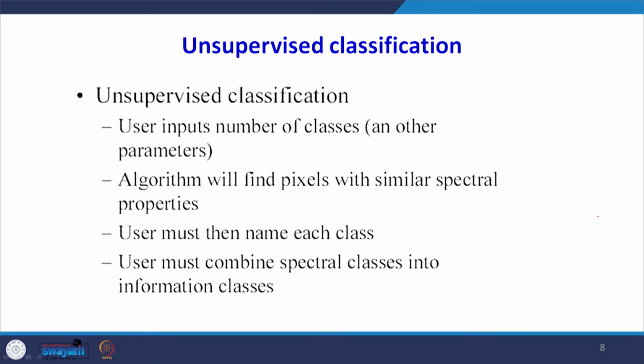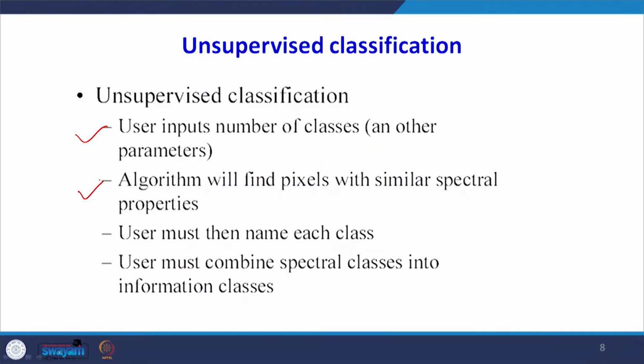So, if we look now at the detail of this unsupervised classification method, the user is defining how many classes would be required. So, if we have the satellite image and we want to identify 10 classes or 8 classes, that is user dependent. So, we have to define them.